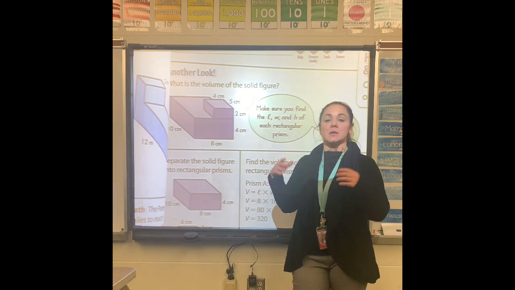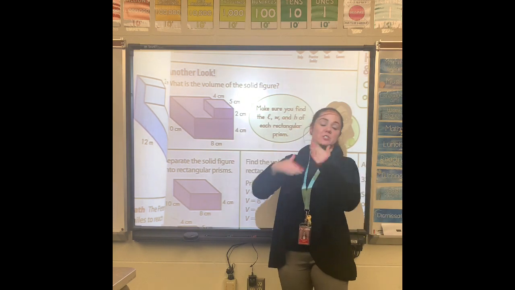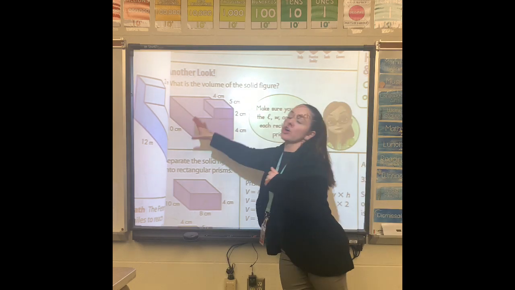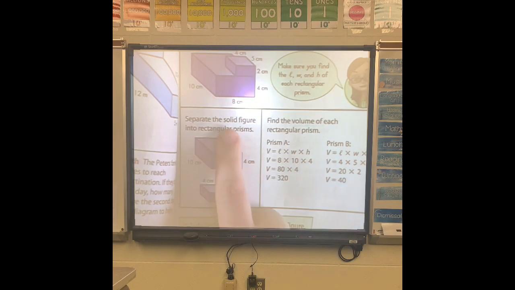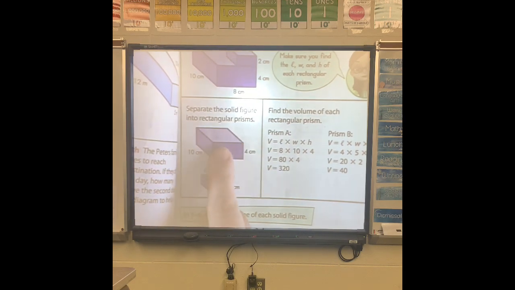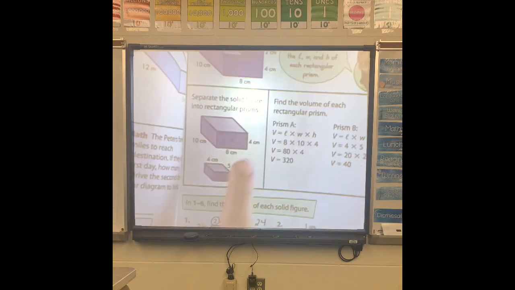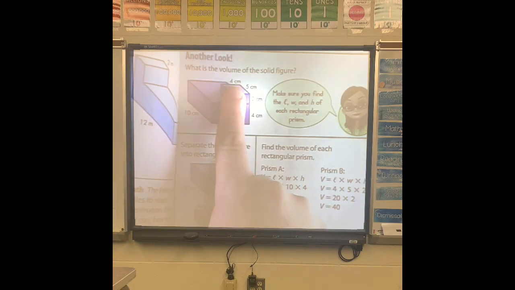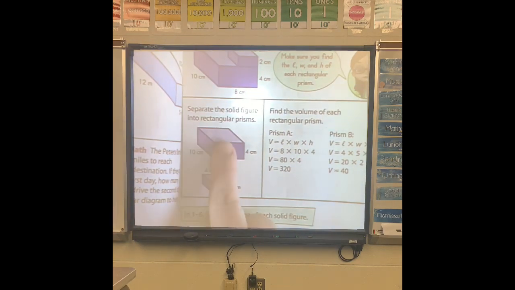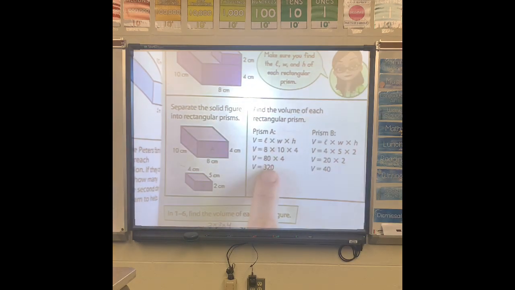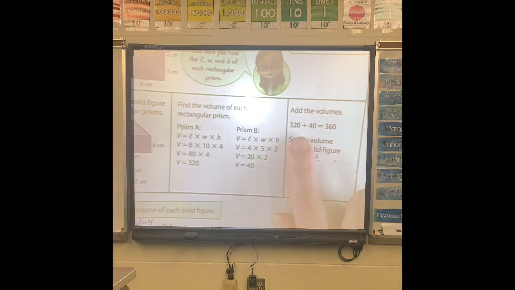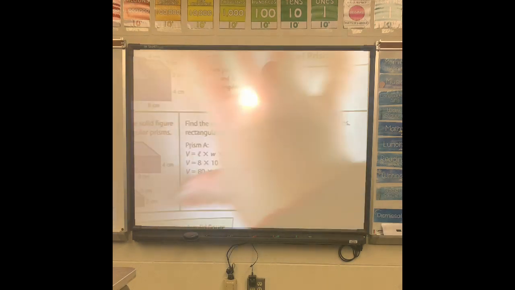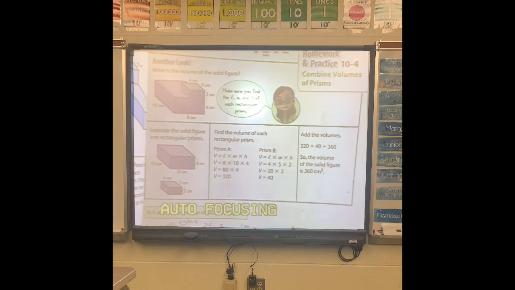Sometimes the kids accidentally multiply them together because they're just multiplying the whole time. So what they did at the top of the page is they broke apart the shapes into rectangular prism A, which was the bottom, and rectangular prism B, which was that top piece. They found the volumes of both of those, and they show you over here. The larger one was 320, the smaller one was 40, and then they added them together. So the top of the page does show you how to do it.